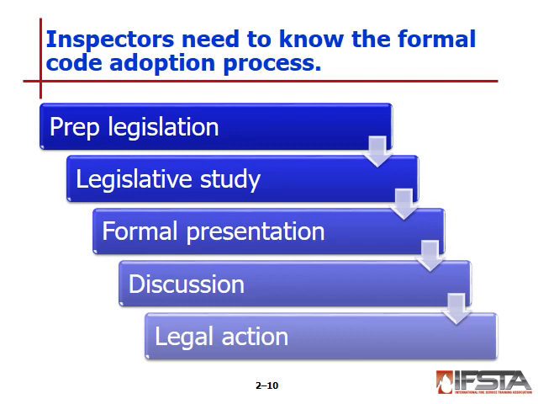Now it is time to formally adopt the code. Each jurisdiction's code has a legislative procedure for presenting documents for approval and inclusion into the local municipal code. Generally, the process includes 5 steps. 1. Preparation of the proposed legislation. 2. Study by the legislative body. 3. Formal presentation. 4. Discussion. 5. Legal action.